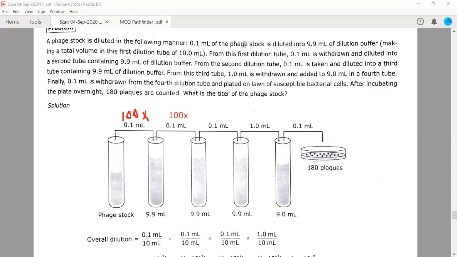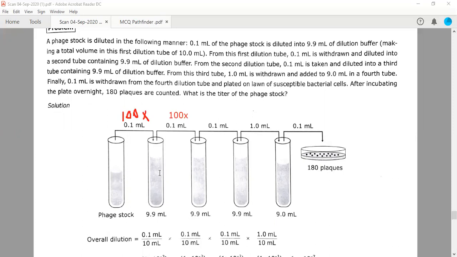Right. So please read the question at the same time, otherwise you will get a wrong answer, right? So the dilution buffer, making the total volume to 10 ml. Okay, so it is diluted from this first dilution tube. Now you need to keep in mind that the first tube is actually the stock tube.